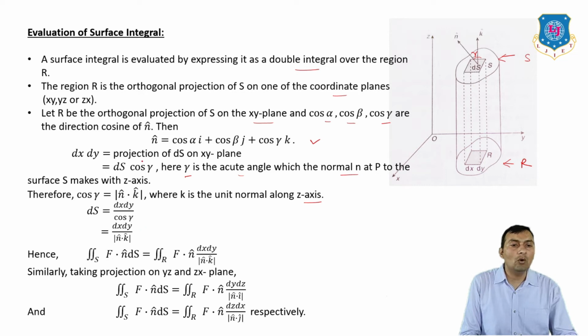Similarly, taking ds as the subject, we can have dx dy divided by cos gamma, and again cos gamma is replaced by this form. So we have ds equal to dx dy divided by mod of n cap dot k cap. Hence, our surface integral of f dot n cap ds will be the same as the double integration of f dot n cap dx dy divided by mod of n cap dot k cap.